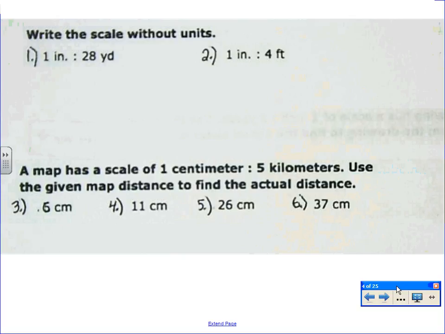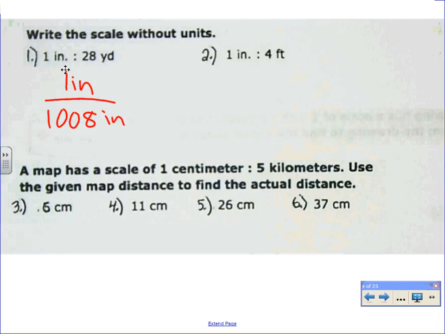Okay, number 1, just to clarify this as well, when you're writing a scale without units, all you're doing is converting. So 1 inch to 28 yards, to write that without units, we want them to all be the same unit. So you're just taking 28 yards and converting it to inches. So David, what did you get for number 1? Good, 1 inch over 1,008 inches.